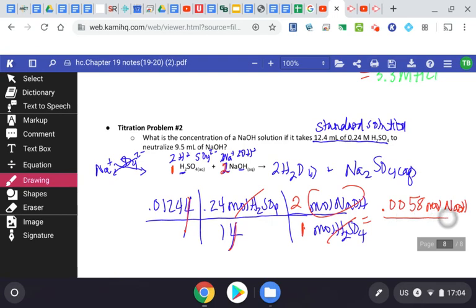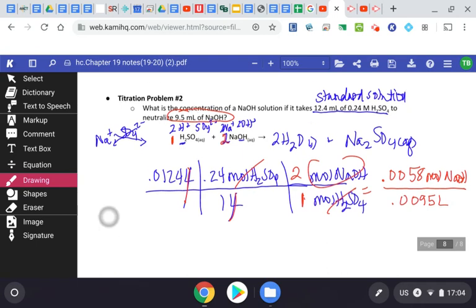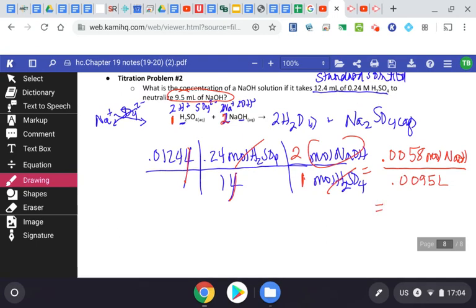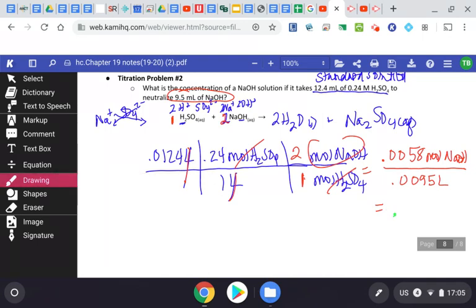We need to divide it by the liters of sodium hydroxide. Well, I have 9.5 milliliters, which divided by 1,000 is 0.0095 liters. With 2 sig figs, my final answer there comes out to be 0.61 molar sodium hydroxide.